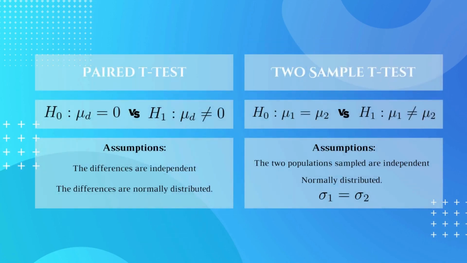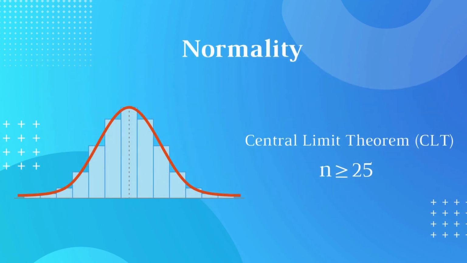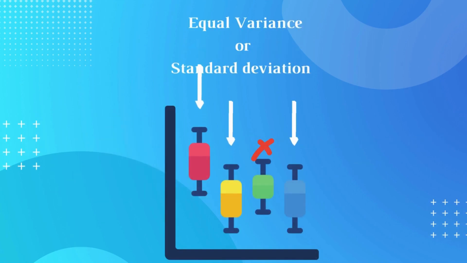We've finally reached the end, and it's time for a brief recap of what we've learned. We know how to state the hypotheses for the paired t-test and the two-sample t-test. We also know the assumptions for both tests. We can check for normality using a histogram, or we can use the central limit theorem when we have a large enough sample size. We can check for equal variances or standard deviation using box plots.